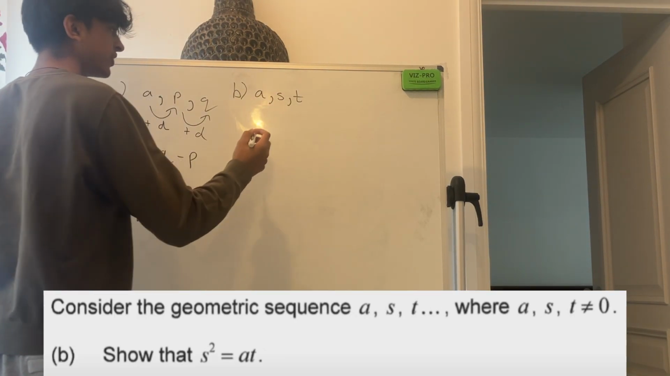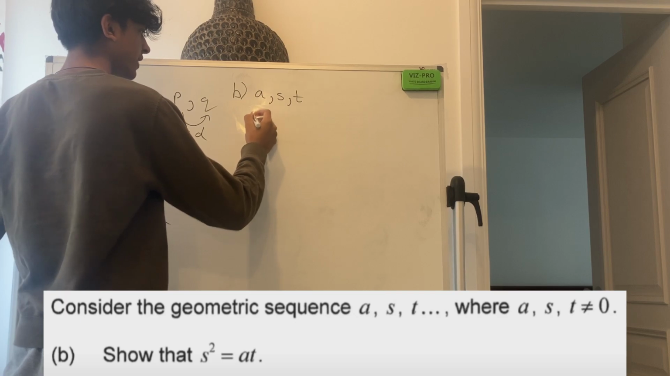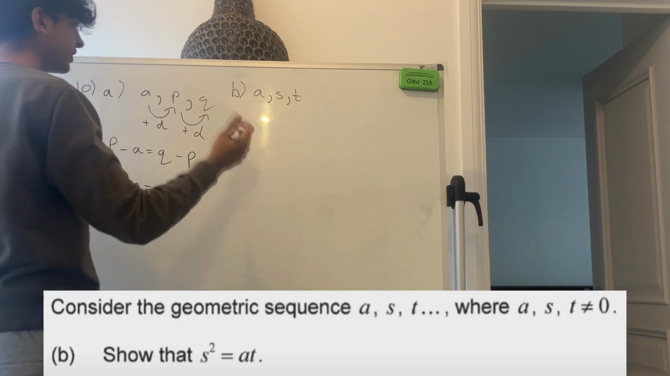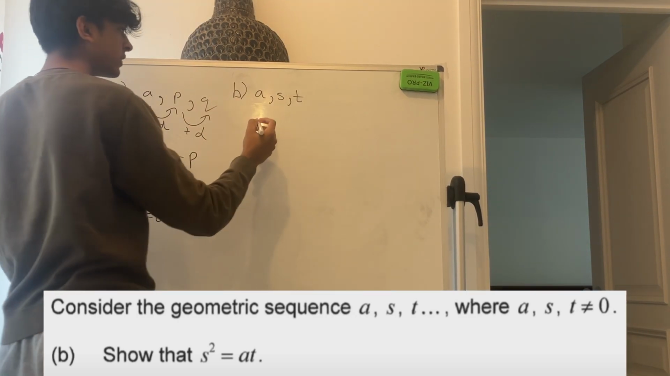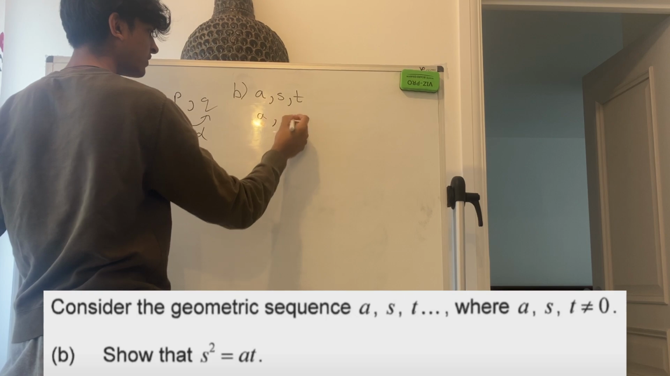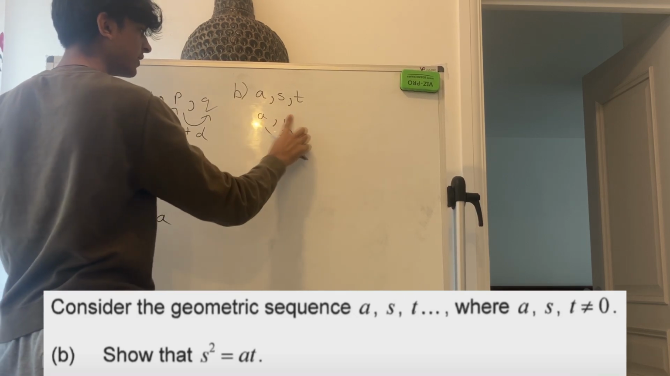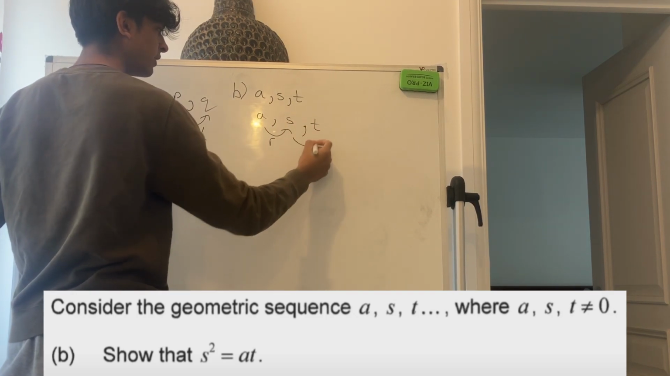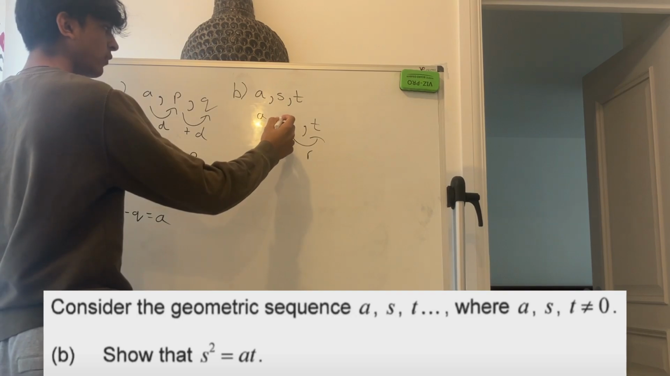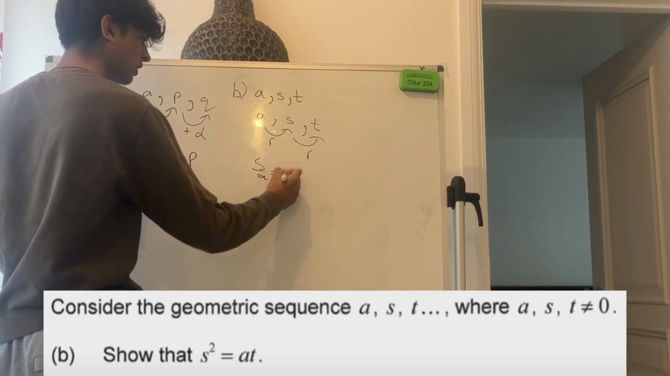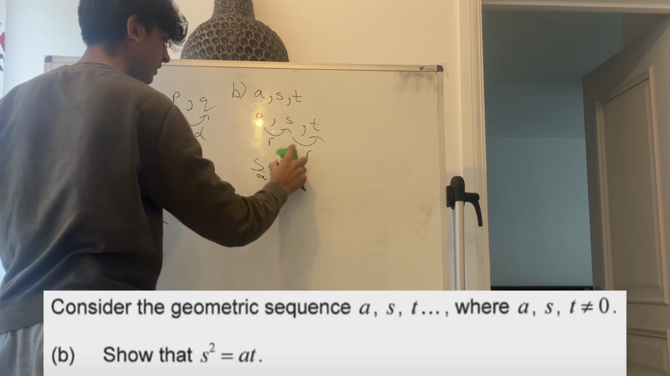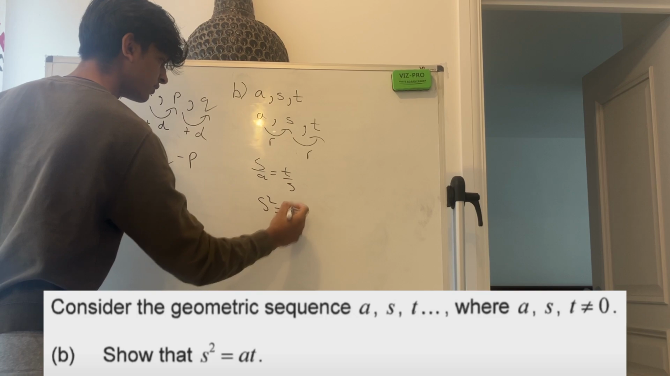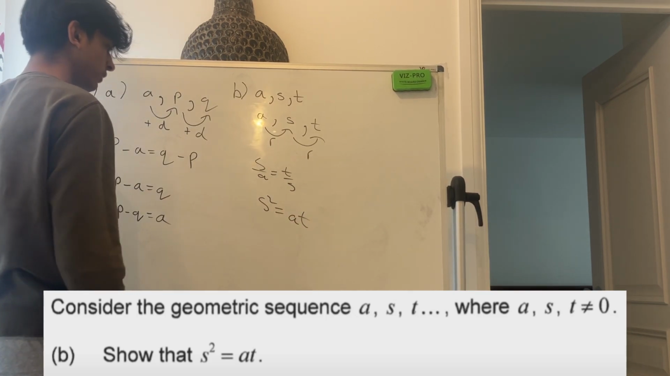In part B, we're given a geometric sequence a, s, t, and we're asked to show that s squared equals a t. The method I'm going to use is similar to this one, except it's a geometric sequence. To get from a to s, we'd multiply by a common ratio r. To get from s to t, we again multiply by that same common ratio. So s over a equals r, and t over s equals r, since they're both the same. S over a is t over s. Cross multiplying, we get that s squared equals t a, which is a t, and that's what we want.